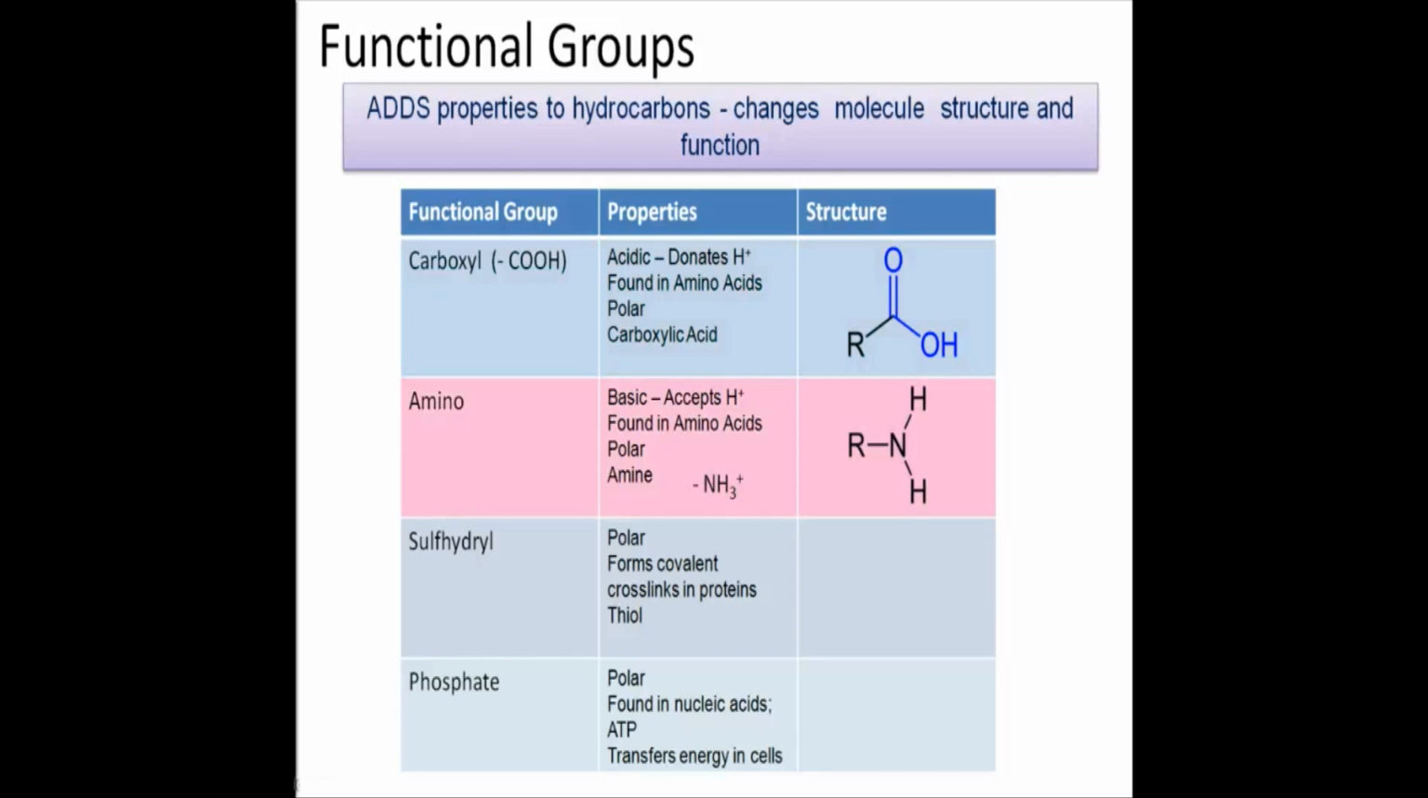Whereas the amino group, the other component of an amino acid, is basic. It can form NH3 positive. It is also known as an amine. So the amino group is basic. It can take on another hydrogen ion to form NH3 plus. It is polar and is also known as an amine group.